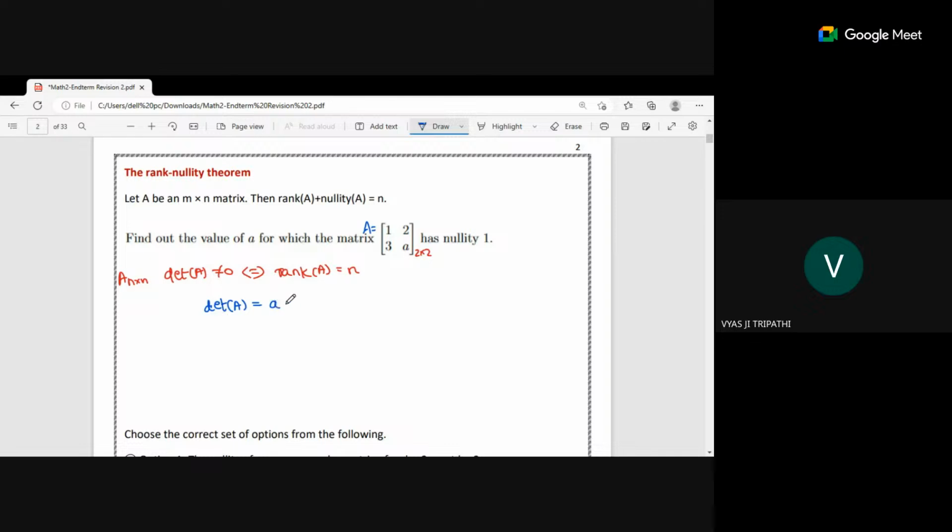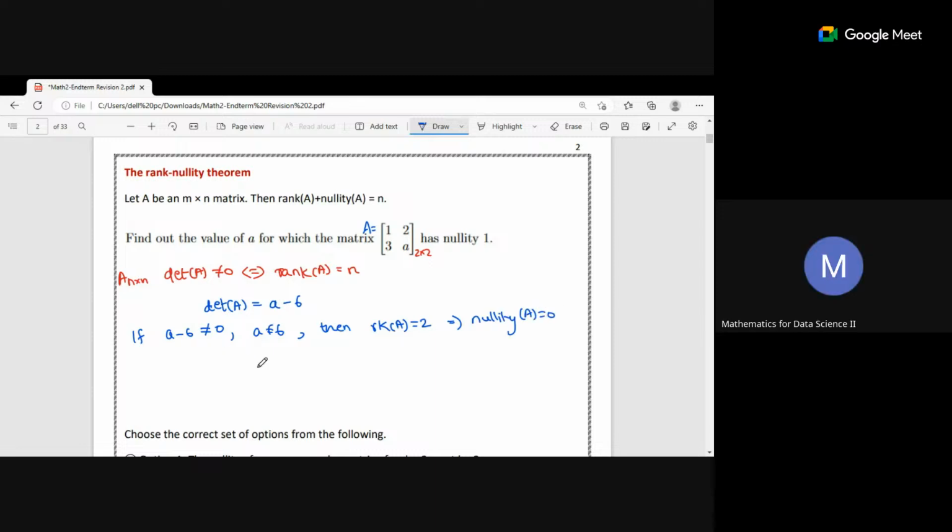A minus 6. So what happens when A minus 6 is non-zero? A cannot be equal to 6. So what happens then to the rank? Rank is n. Rank of A is 2. So if rank of A is 2, then nullity becomes 0. Yes, nullity of A is 0.